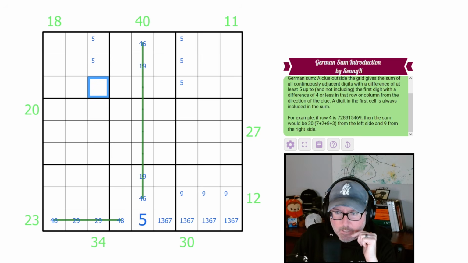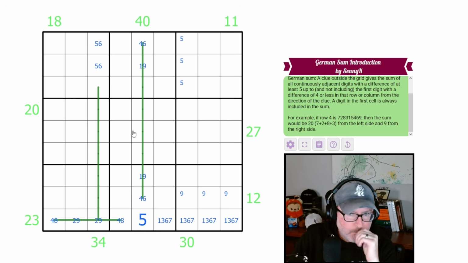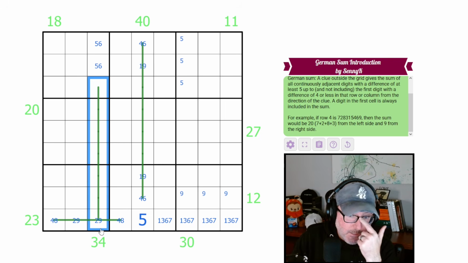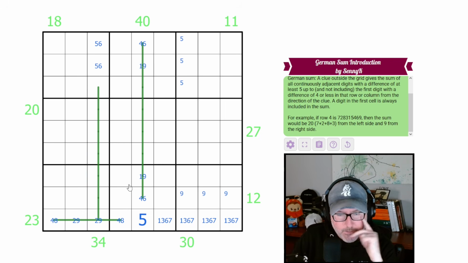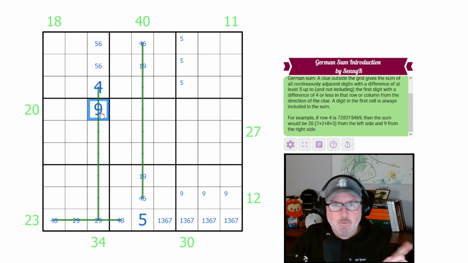Oop, didn't mean to do that. Meant to hit this button, not that one. You will be a 5, 6. Now, again, I don't know if that actually tells me a whole lot, but I guess it removes 6 from here in some fashion. And then it says, where does a 4 go? Well, it can't go here. It can't go in any of those, so it has to go here. That's the way I should have been thinking about it.